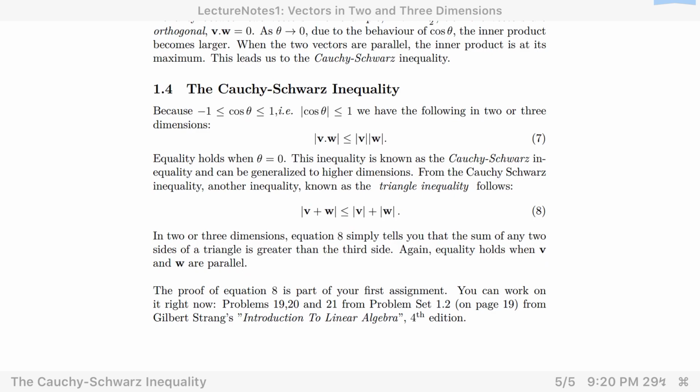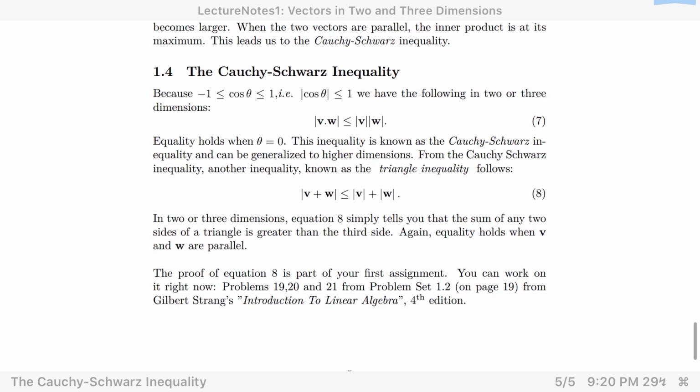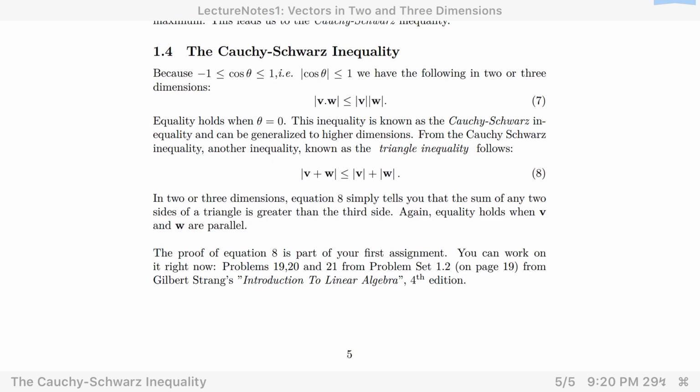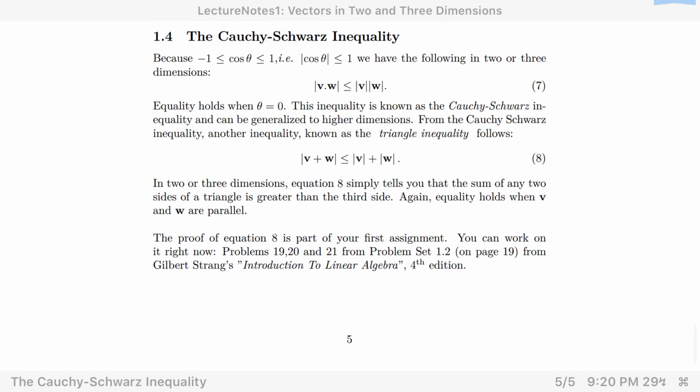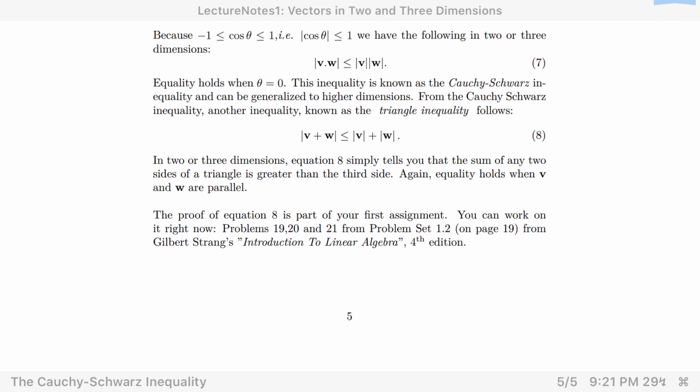This is in 2 or 3 dimensions. Now this statement also holds for higher dimensions. It holds for an arbitrary number of dimensions. We will prove that in future, but we haven't proven that yet. So this inequality, equation 7, is known as the Cauchy-Schwarz inequality.